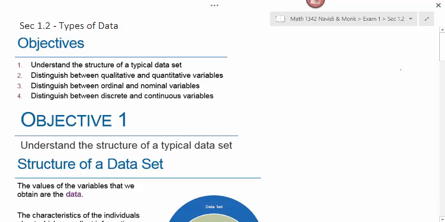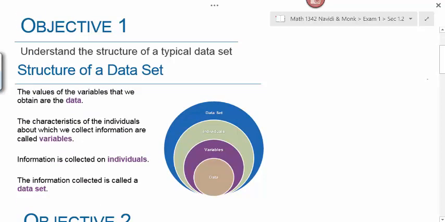Section 1.2 covers types of data. The objectives in this section are to understand the structure of a typical data set, to distinguish between qualitative and quantitative variables, to distinguish between ordinal and nominal variables, and also to distinguish between discrete and continuous variables.